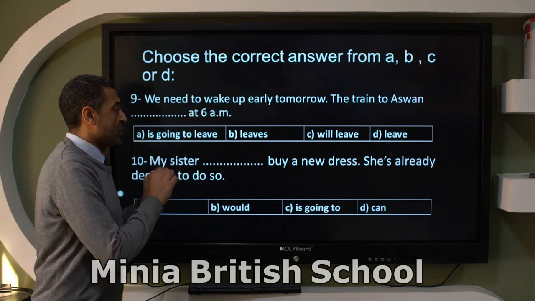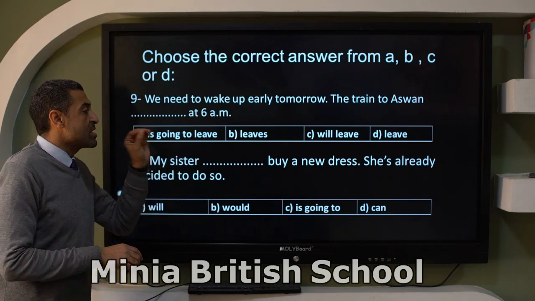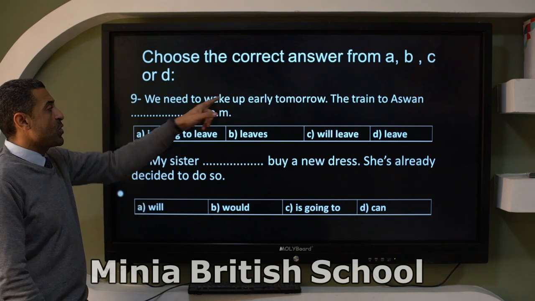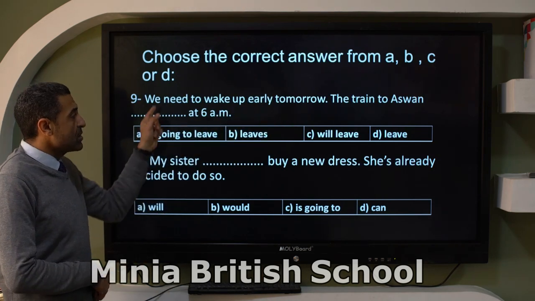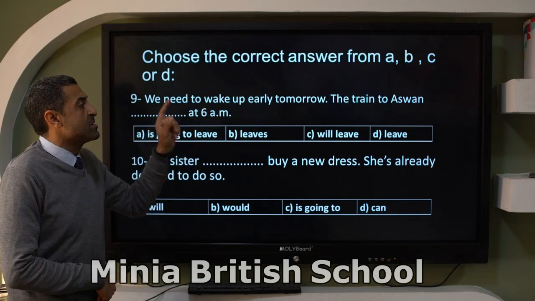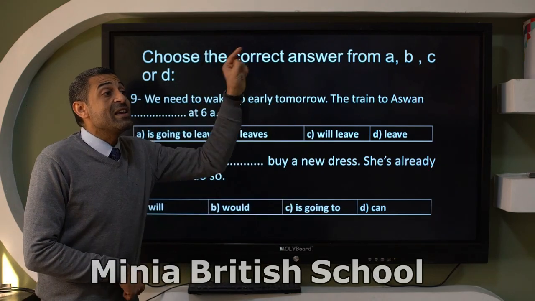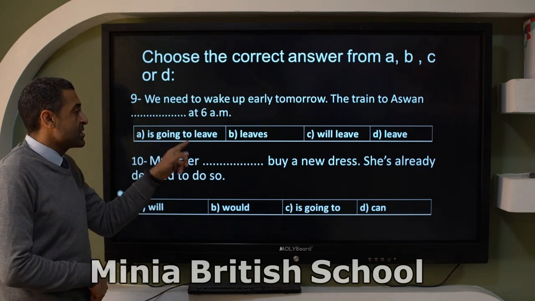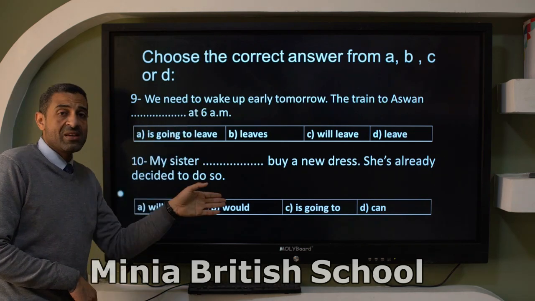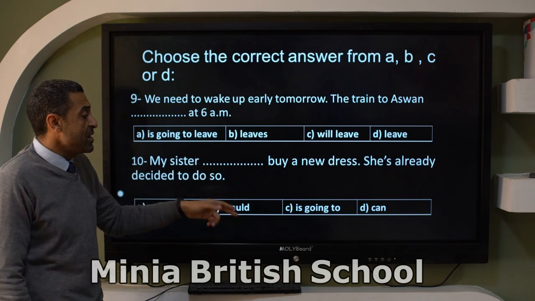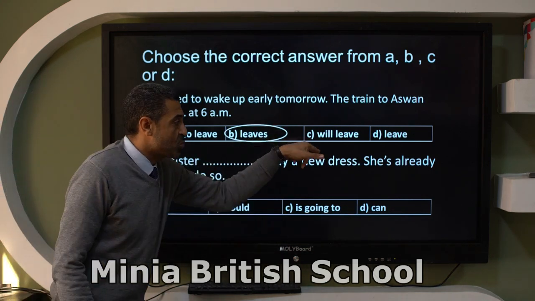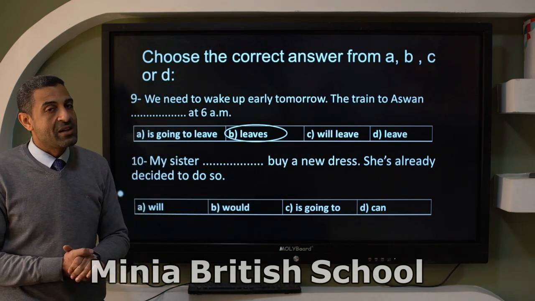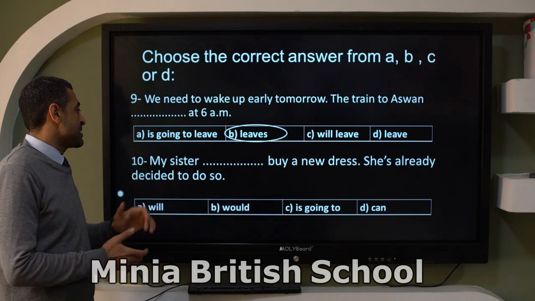So here, for future timetables, we use the present simple tense. Even if we have a future expression like tomorrow, we need to wake up early tomorrow. It means that the train leaves tomorrow at 6 a.m. But it's already the timetable for the train. So here we have to use leaves. Do not choose will leave. Will leave will be incorrect for this case.